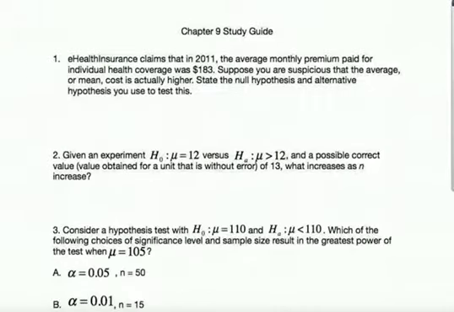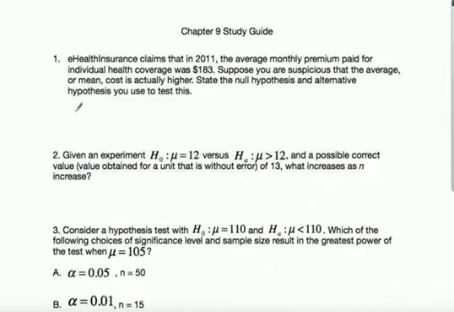So now let's get into the problems that are on your study guide. The first one says, eHealth Insurance claims that in 2011, the average monthly premium paid for individual health coverage was $183. Suppose you were suspicious that the mean cost is actually higher. State the null hypothesis and the alternative hypothesis you use to test this.